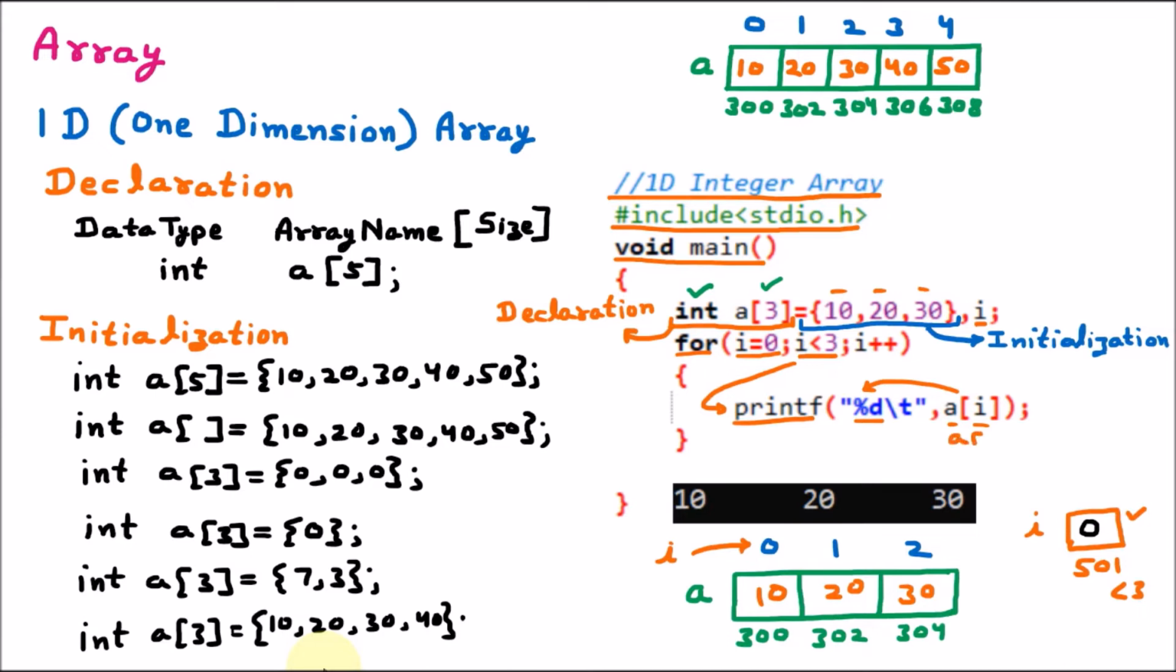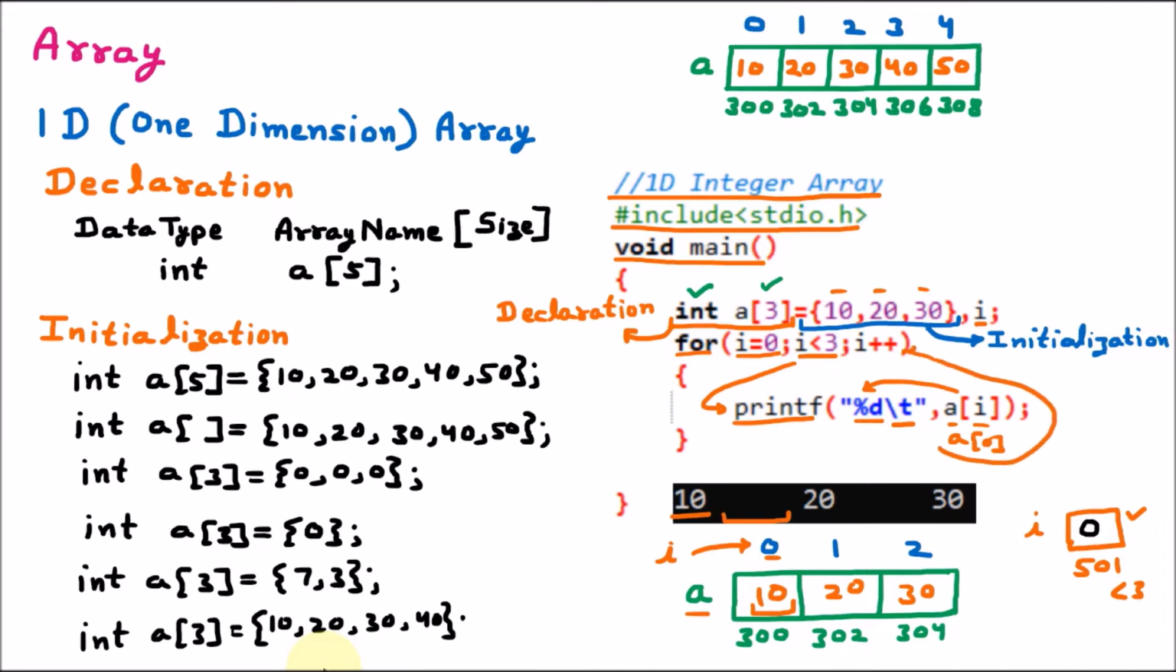So a[0], what is a[0]? We know that a[0] is 10, so the 10 will be printed. Then afterward \t, so one tab space will be given. It is a loop, so it will go back.